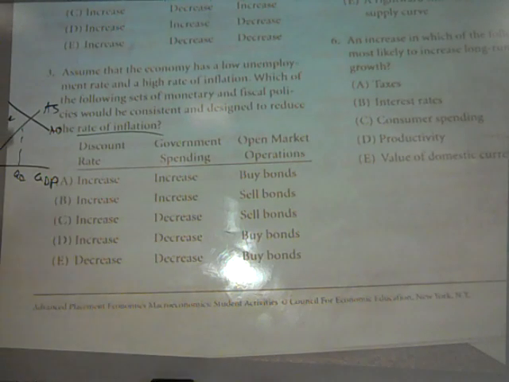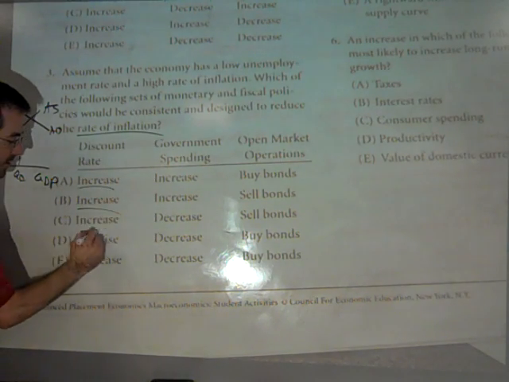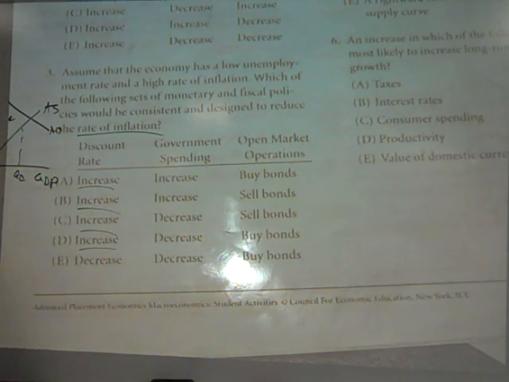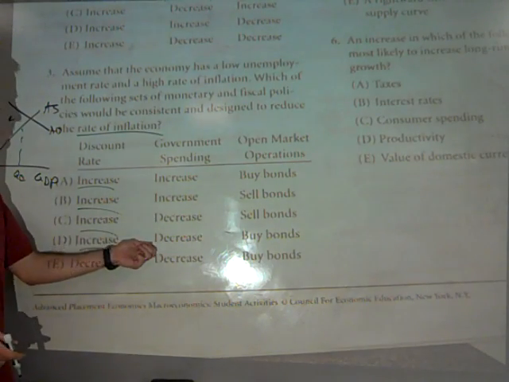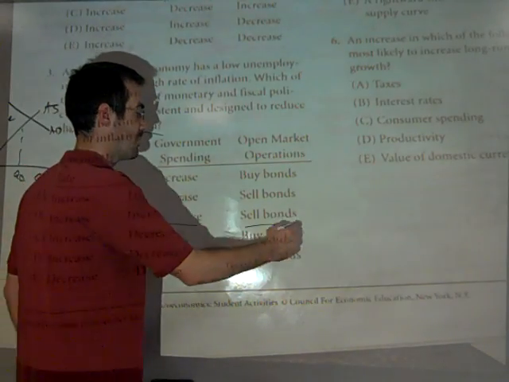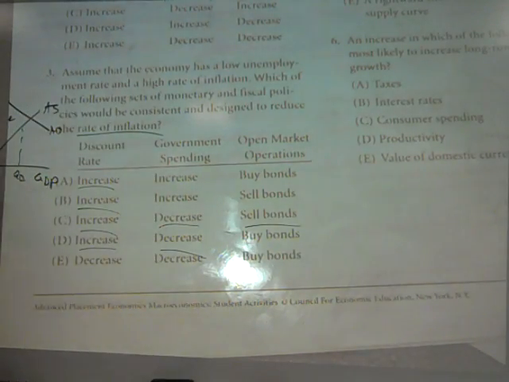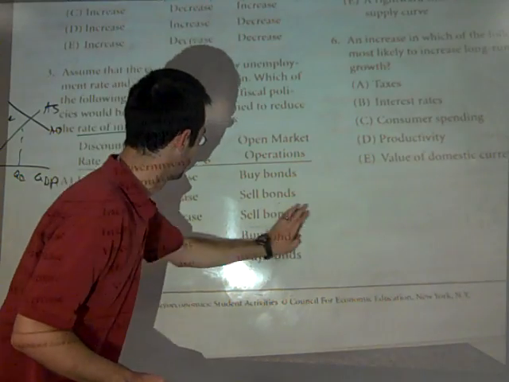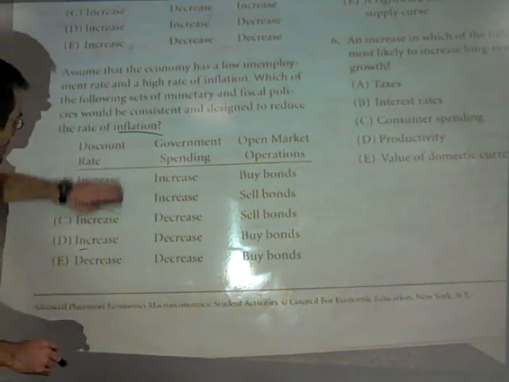So let's raise the discount rate. That makes it harder on banks to get a loan, so they can't go get a loan and can't expand their reserves that way. Lower government spending is contractionary. And then selling bonds in the open market is contractionary. Okay. 4.